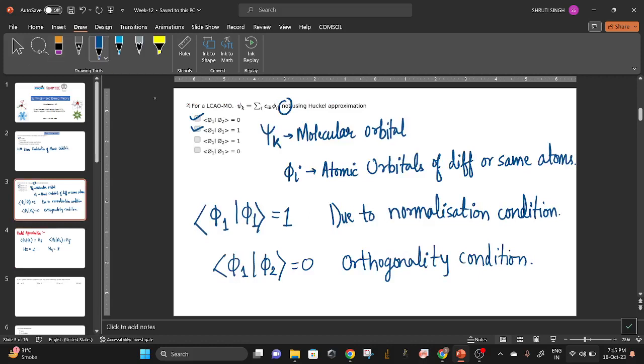So here the answer is that the integral of psi 1, psi 2 equals 0 between different atomic orbitals of the same atom, because it is saying not using Huckel approximation.